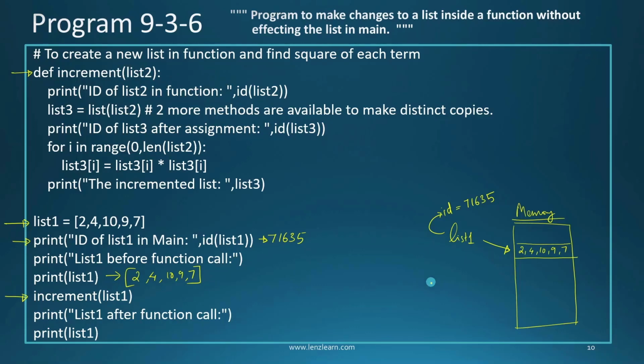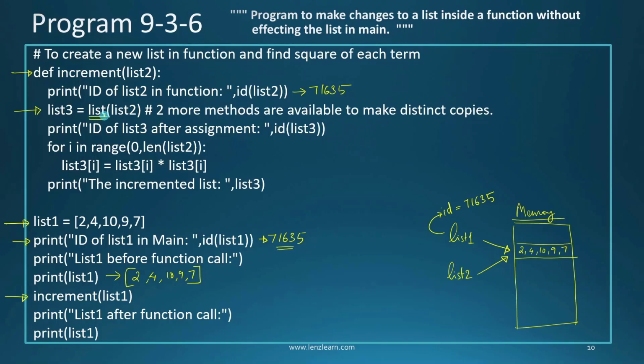Here I create a new variable list 2, and now list 2 points to the same list. Now if I print the ID of list 2, you will see it is the same as list 1. So this will print 71635. But in the next line, I am trying to separate the list. We have already studied 3 methods for doing it. You can do it with the list function as mentioned here, or you can use the slicing operator, or you can go with the copy function defined inside the copy module. Here we will use the list function itself.